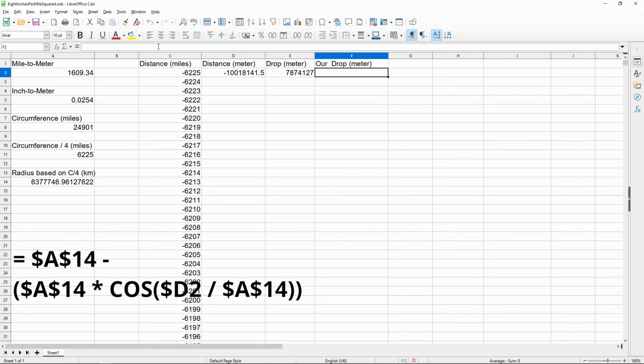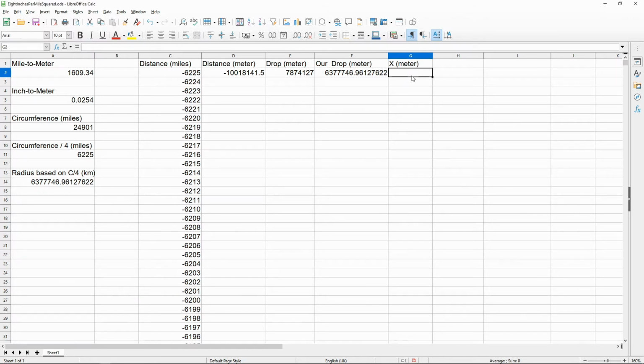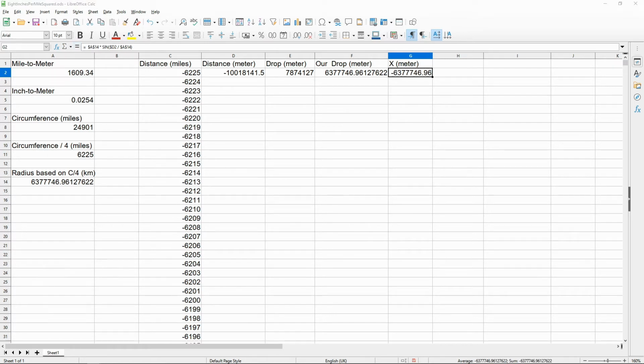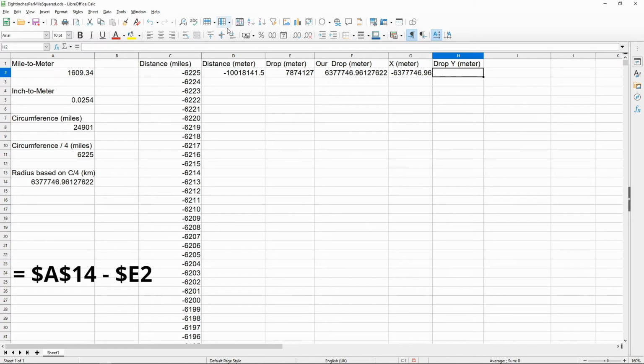It is cell value A14 minus bracket cell value A14 times cosine value of cell D2 divided by cell value A14 bracket close. Then x-axis value in meter. This is cell value A14 times sine value of cell D2 divided by cell value A14. Next, 8 inches formula drop in Y value. So this is radius minus drop value, cell value A14 minus cell E2.